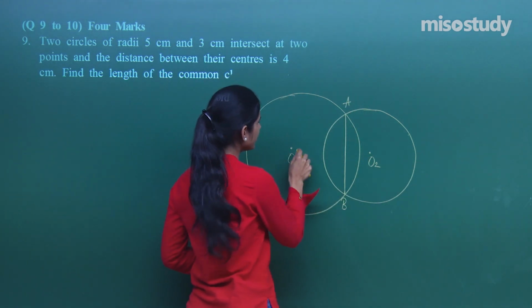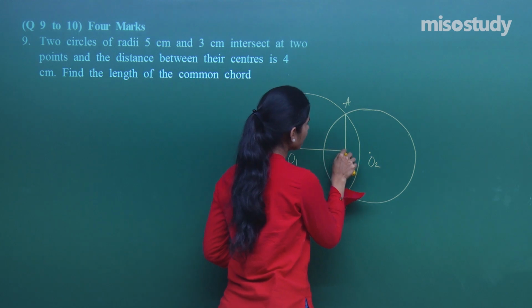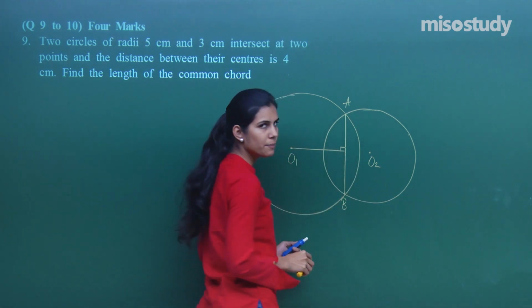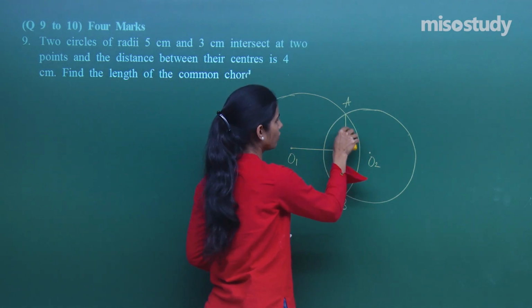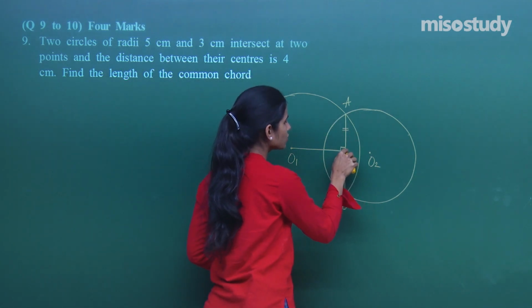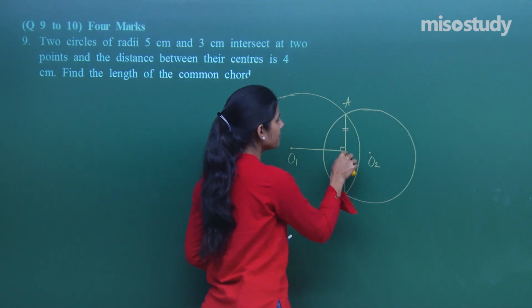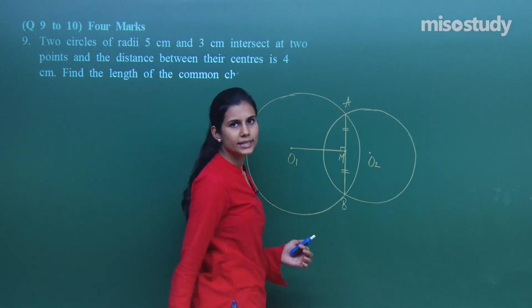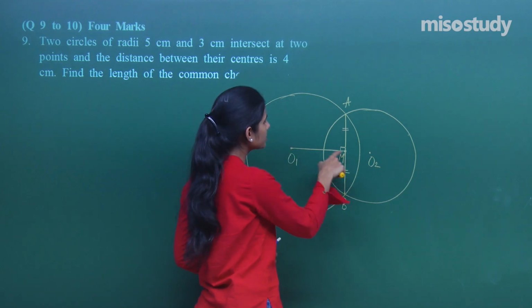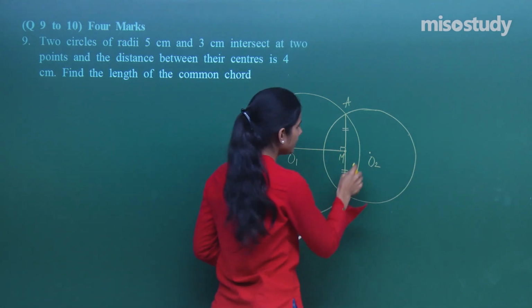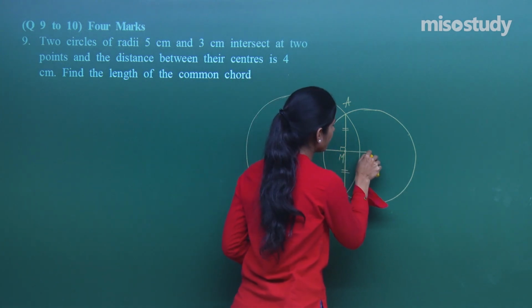Please try to understand very carefully. If I drop a perpendicular from here onto this chord, it will be bisecting this chord. Why? Perpendicular from the center to the chord bisects the chord. So this will be equal to this, and if this point I am declaring as M, M is the midpoint of chord AB, because perpendicular from the center to the chord bisects the chord. Now I join O2 with M.